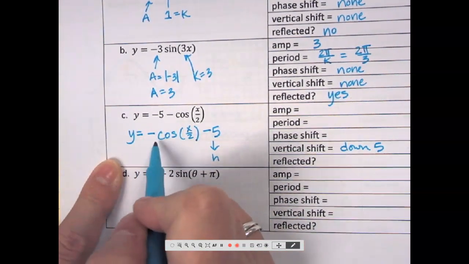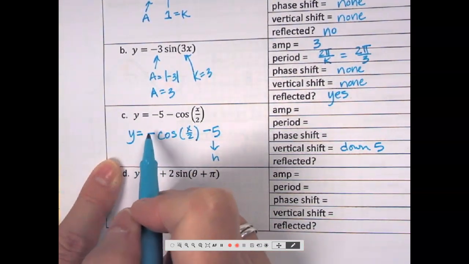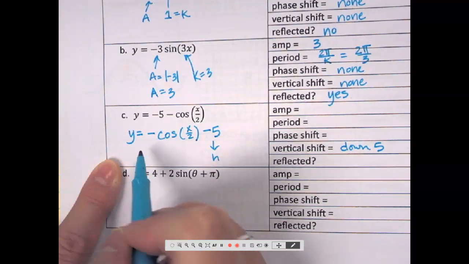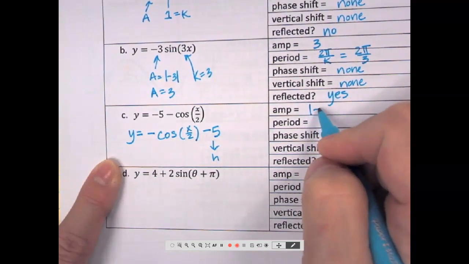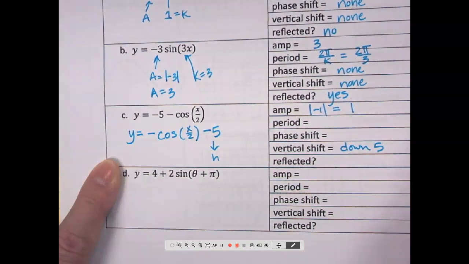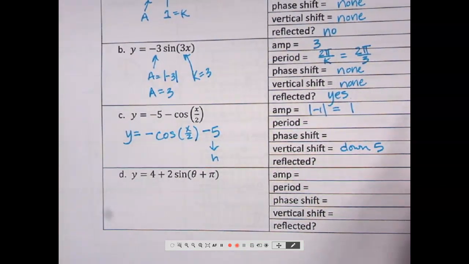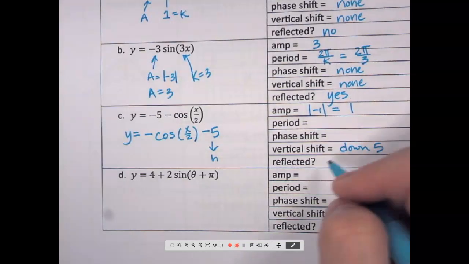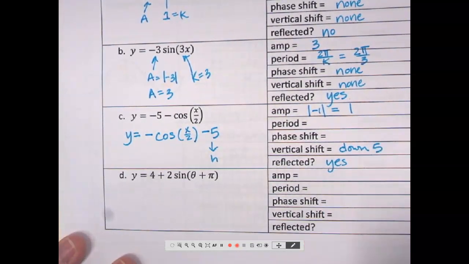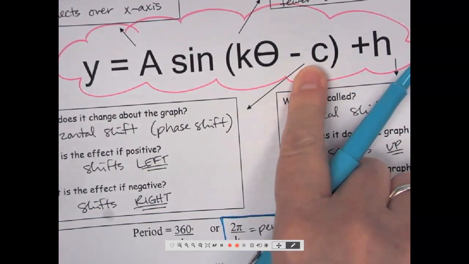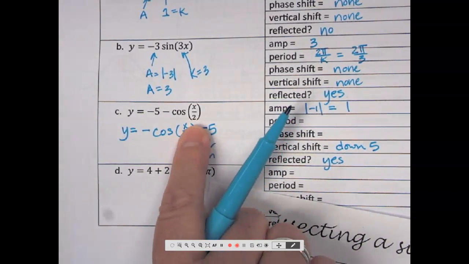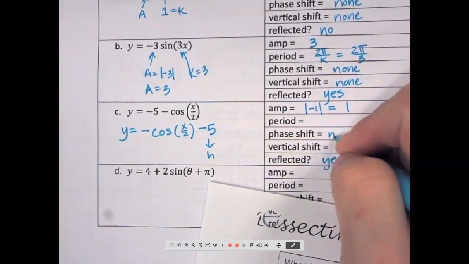Okay, what number's in front? What's my lead coefficient there? -1. So what's the amplitude? 1. Absolute value of -1 is 1. But because it's negative, I know what will happen. Reflected. Okay, phase shift. I don't have anything added or subtracted inside these parentheses, so there is none here.